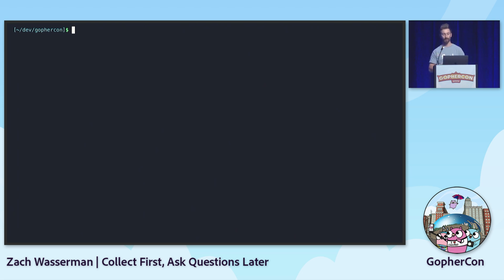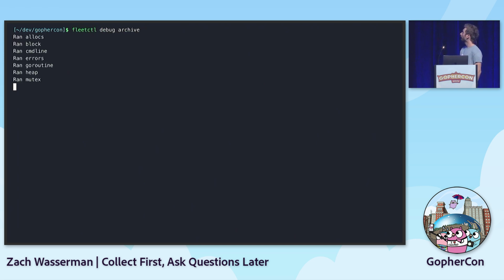So what does this all look like in practice? And I'll note, I'm about to show this. There's already been a login performed in the background as you see this. So we run the fleet control debug archive command.